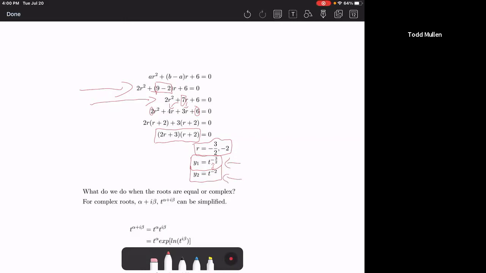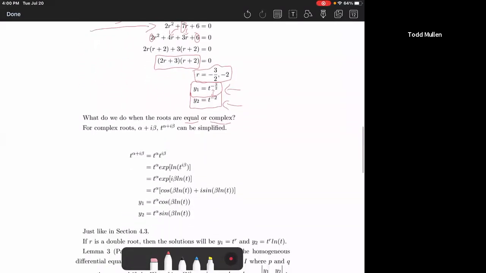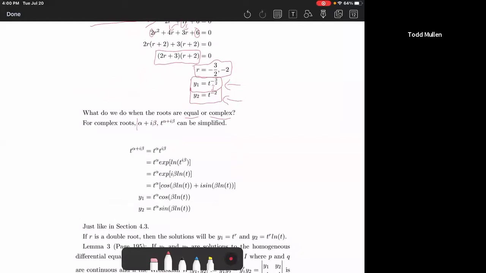But now what do we do when the roots are either equal or complex? Well, for complex roots, remember, a general complex root is going to look like alpha plus i beta. If we were to follow the same method as up here, we would just think our solution is t to the power of alpha plus i beta. The problem with that is it would not be real because that i is an imaginary number. So we're going to simplify this to bring this t to the alpha down as a factor.